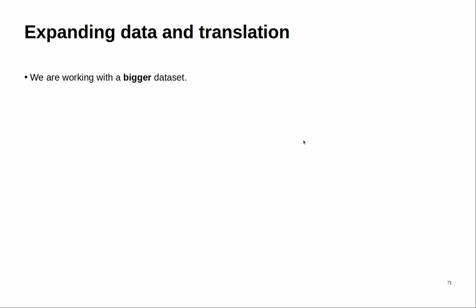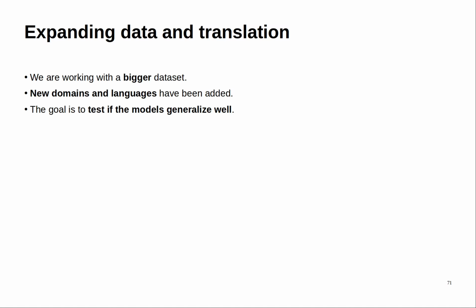In this step, we are going to expand the dataset. We are going to add more domains and languages to see if the models can generalize. The goal is simple. We want to test if these models actually understand meaning across languages, or if they just got lucky on the small English test that we used in the previous video.